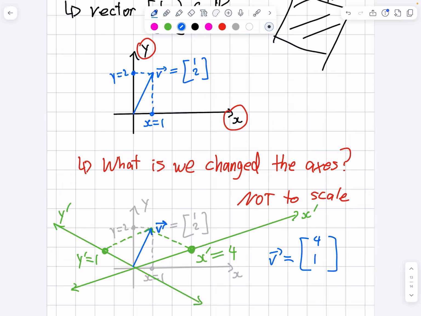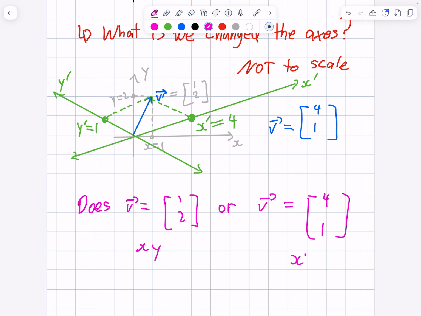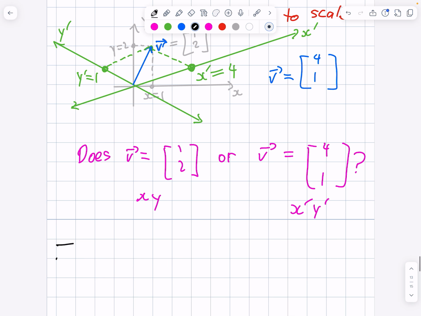Just abstractly speaking, which one is correct? So here's the question. Does v equal (1, 2), as it did with our xy axes, or does v equal (4, 1), as it did with our x prime, y prime axes? And the answer is, it depends on your choice of axes.